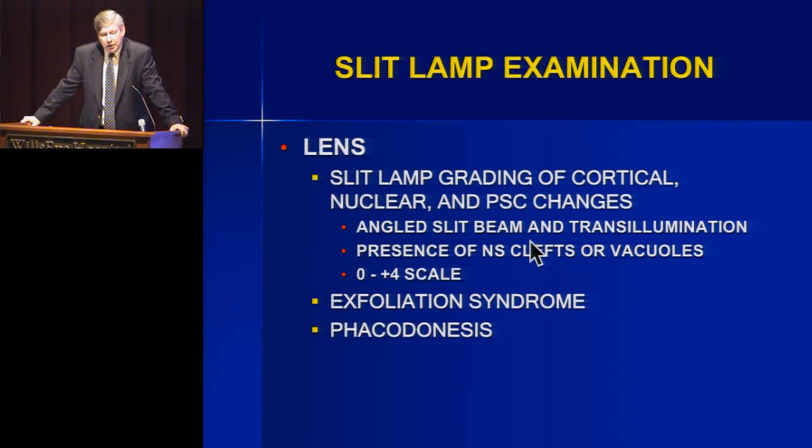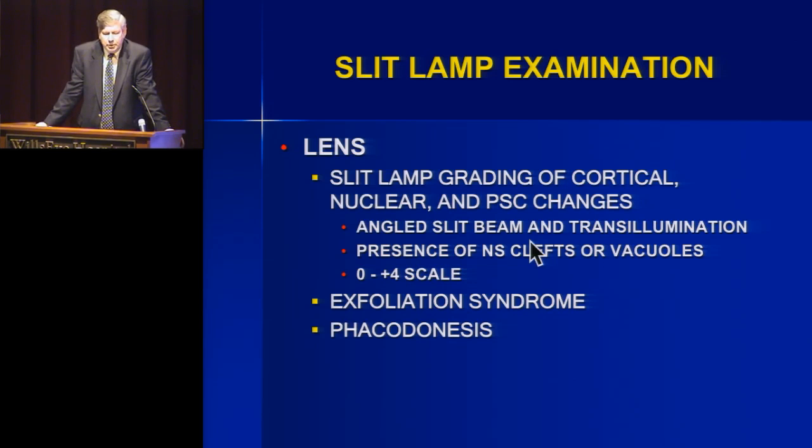Okay, on the slit lamp examination, when we look at the lens, we usually grade the cortical, nuclear, and PSC changes separately. They're graded on a 0 to 4 scale. We use the angled slit beam and transillumination. We look for presence of nuclear sclerotic clefts or vacuoles, as we showed you before. You also want to document if the patient has exfoliation syndrome. Why is that important? Well, 3 problems. One is that those patients tend not to dilate well. The second problem is they tend to have an issue with postoperative pressure spikes because they have lousy outflow. So you probably want to be putting them on some medication to prevent that.